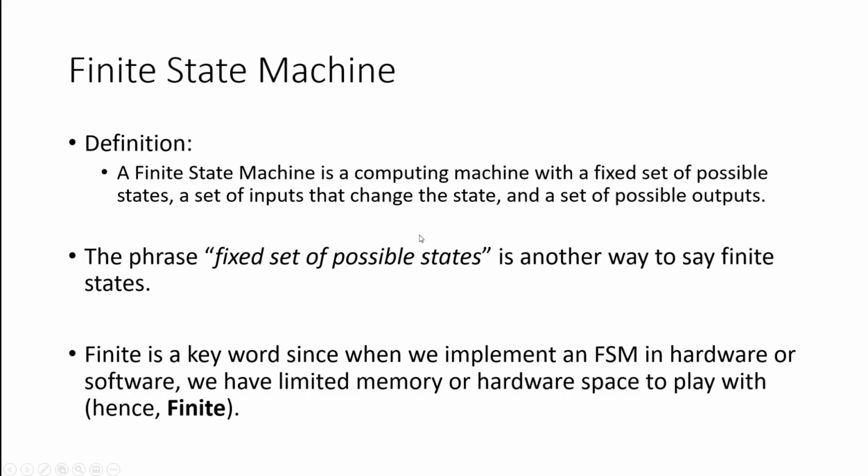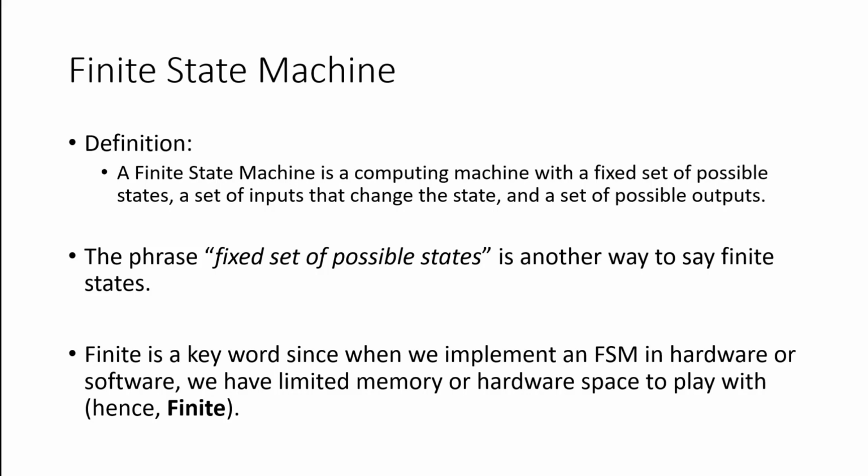So a formal definition is a finite state machine is a computing machine with a fixed set of possible states, a set of inputs that change the state, and a set of possible outputs. The phrase fixed set of possible states is another way to say finite states. Of course, we know that finite is a keyword here since we implement a finite state machine in hardware or software. Because it's being implemented in hardware, we cannot have unlimited resources, okay? All right, we have a limited amount of memory to play with.